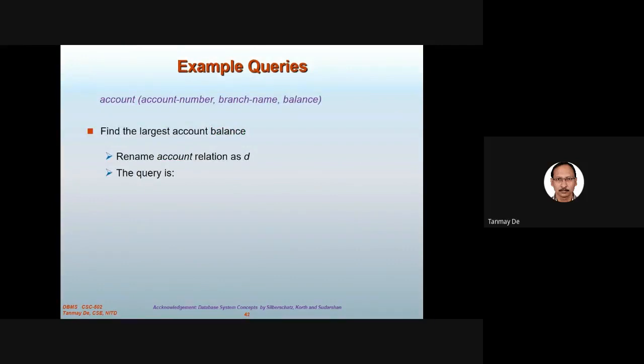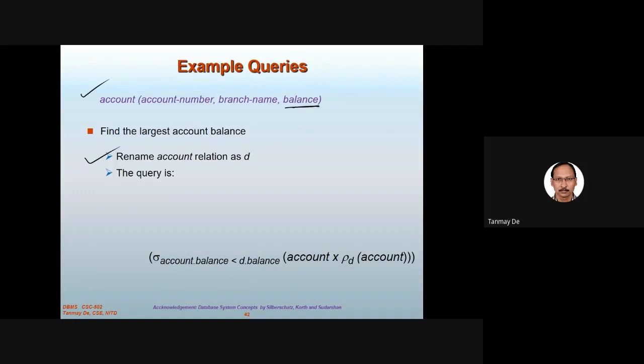Suppose we want to find the largest account balance. First we use rename. How do we find the largest account balance? The balance is stored in the account relation. But how do we compare one balance with the next balance? For that we use the renaming operation. That is, we rename account as D.